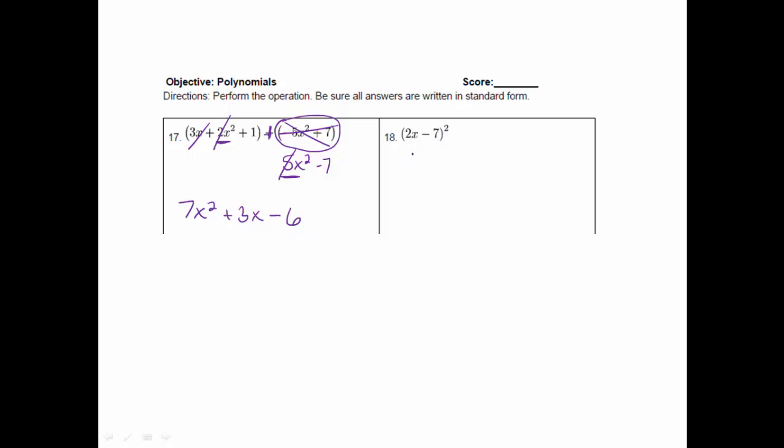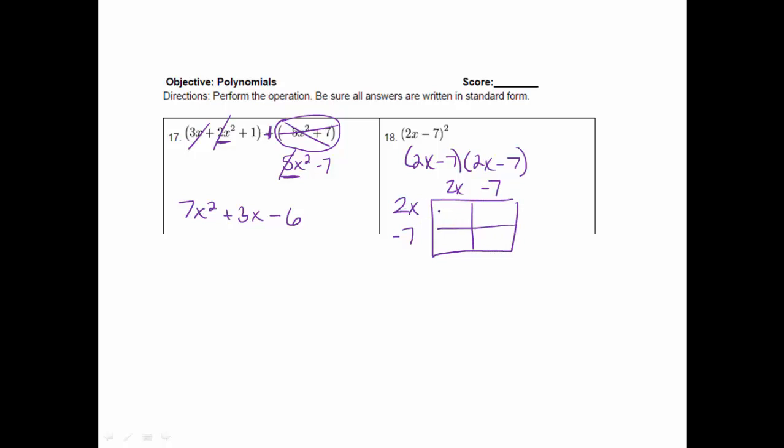Okay, number 18, perform the operation. If we have something squared, that really means 2x minus 7 times 2x minus 7. All right, and then we're going to multiply. I am going to do the Punnett square method this time. If you do it the arrow way, that is totally fine as well. So I'm going to draw my box. And even if you're doing it the other way, you should notice that our parts should be the same.